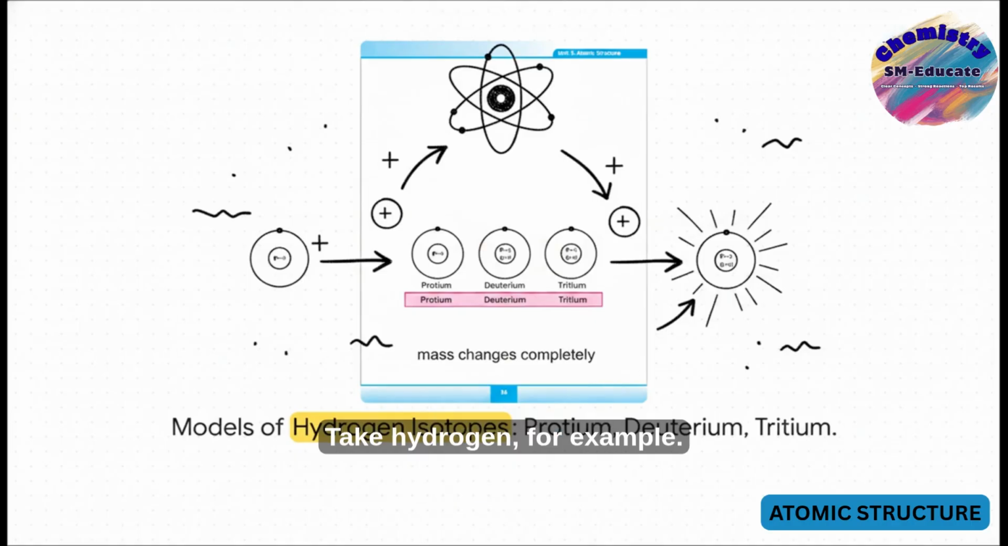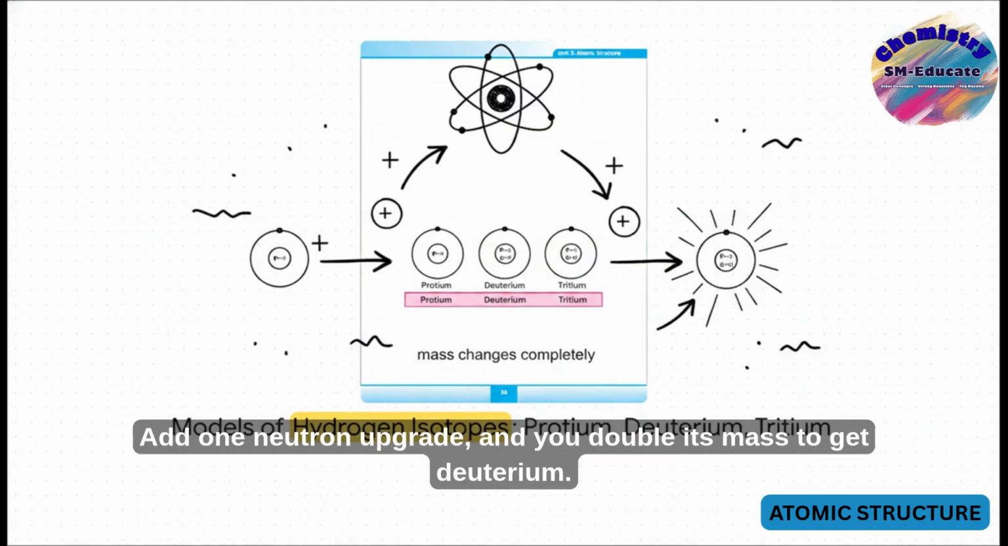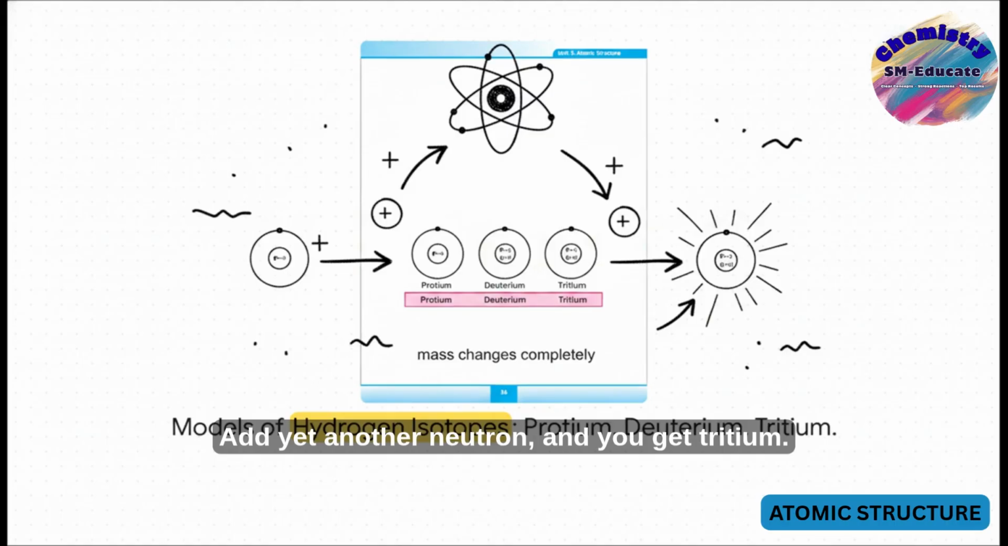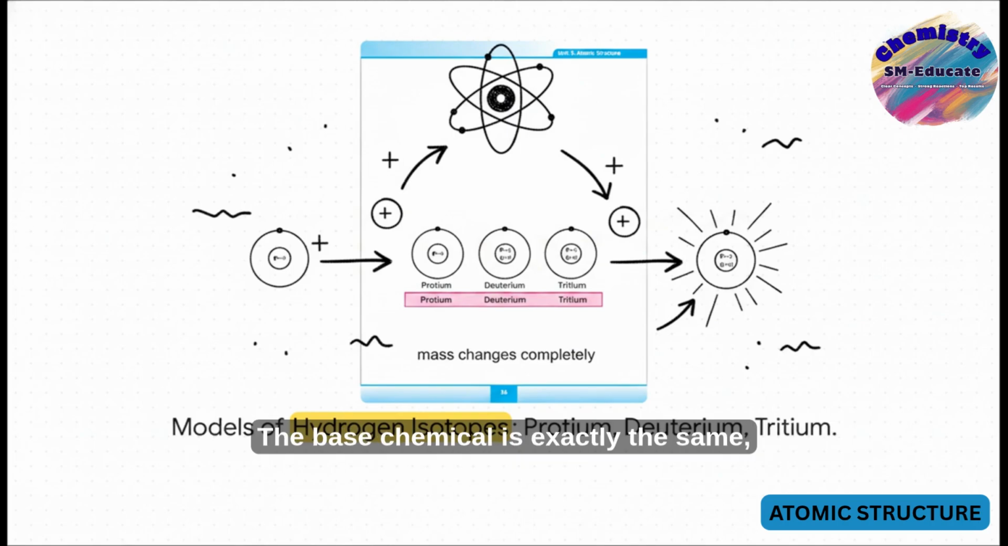Take hydrogen, for example. Hydrogen-1, also known as protium, has 1 proton and 0 neutrons. But add 1 neutron upgrade and you double its mass to get deuterium. Add yet another neutron and you get tritium. Tritium is actually so heavy and unstable that it becomes radioactive. The base chemical is exactly the same, but the mass is completely different.